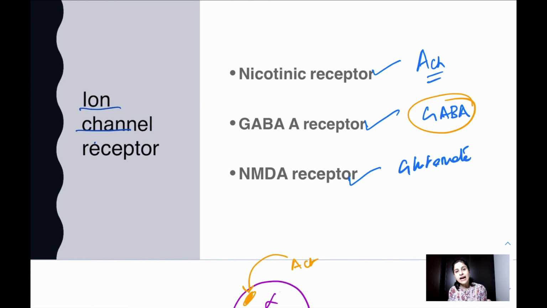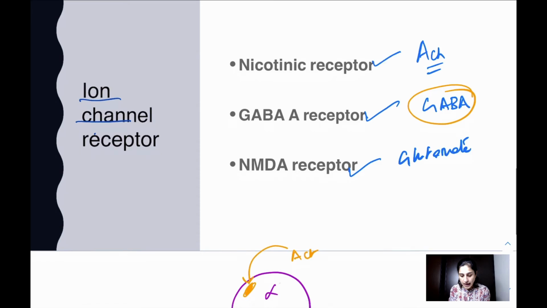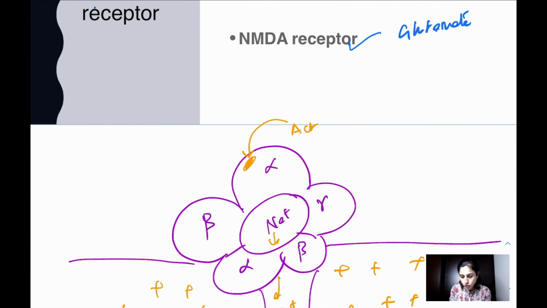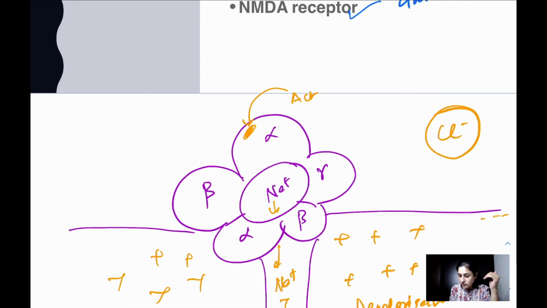So GABA will attach to this particular receptor, and instead of sodium ions, we have a chloride ion channel. So when GABA attaches to this particular receptor, GABA A, it causes opening of the chloride channel. The chloride will move inside. When the chloride moves inside, there will be negative charge inside. जब negativity बढ़ जाती है, there is inhibition. The cells become inhibited. So that is the second example of the ion channel receptors.